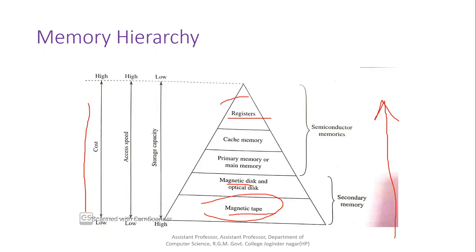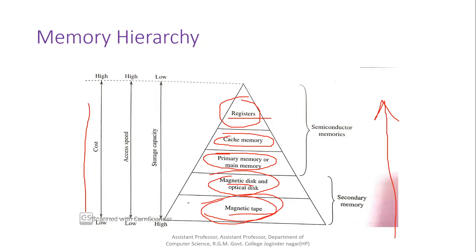So this means that registers are very fast as compared to cache memory, and cache memory is faster as compared to primary memory, and primary memory is faster as compared to magnetic disk, which is again faster as compared to magnetic tape. Magnetic tapes are very cheap in cost, but they have a very slow access time as compared to other memories, and for the fastest access time in this hierarchy we have registers.